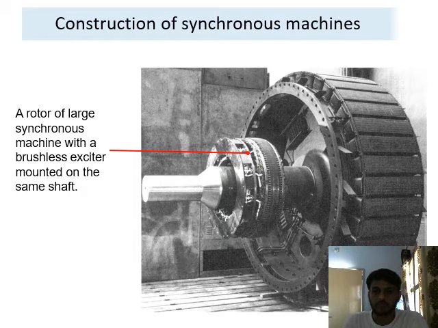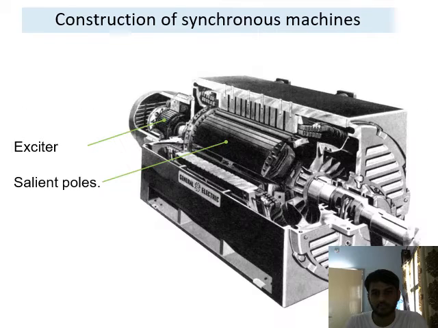So this is a real picture of a rotor. This is a non-salient pole rotor. Here is a rotor of a large synchronous machine with a brushless exciter mounted on the same shaft. And this is another real picture, of a salient pole machine with the exciter. At the start you can see one exciter which supplies the DC power.